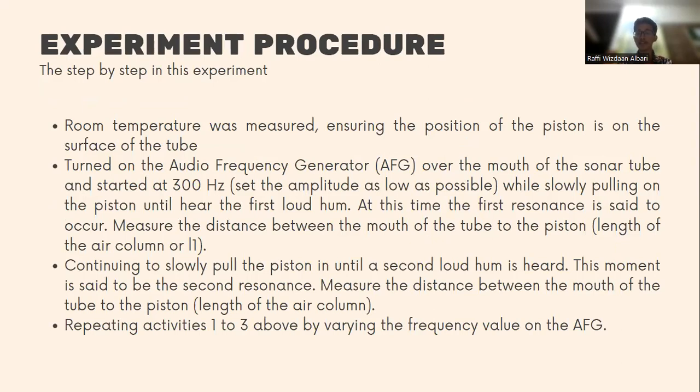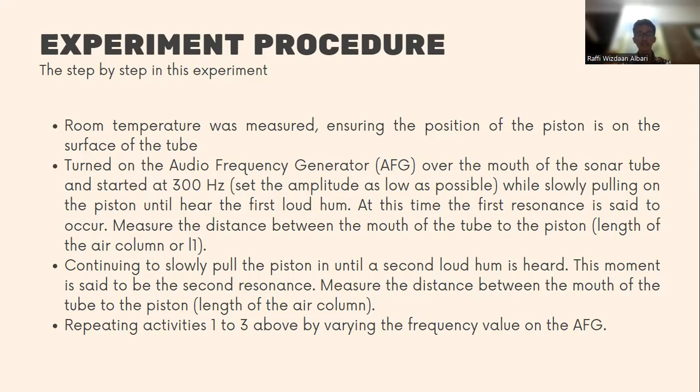The step-by-step procedure in this experiment is, first, the room temperature was measured, ensuring the position of the piston is at the surface of the tube. Second, turn on the audio frequency generator or AFG and start at 300 Hz. Set the amplitude as low as possible while slowly pulling the piston until the first loud hum is heard. At this time, the first resonance is said to occur. Measure the distance between the mouth of the tube and the piston, the length of the air column, or L1.